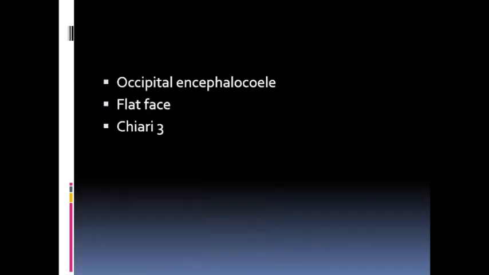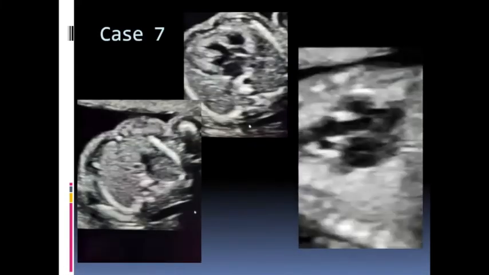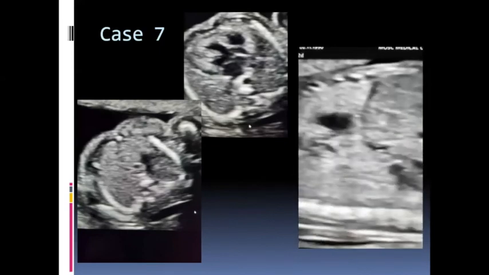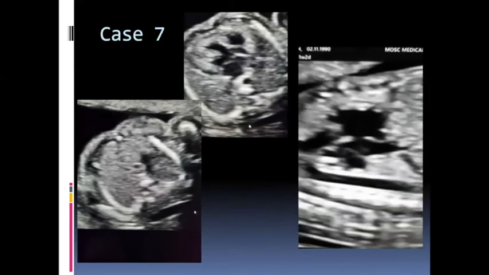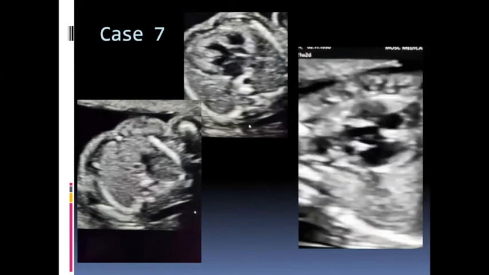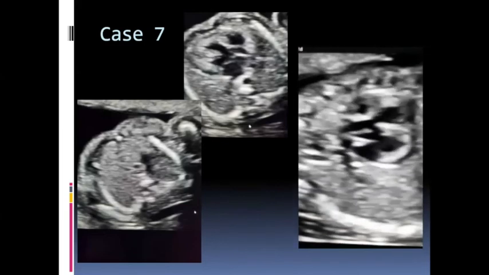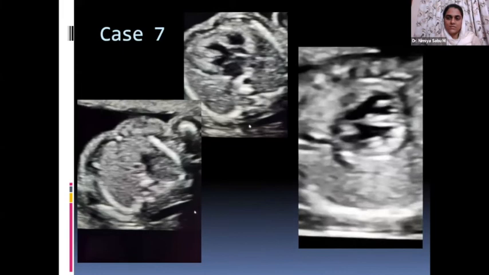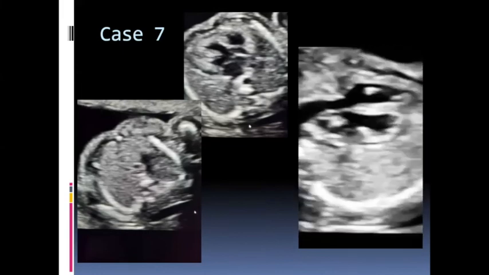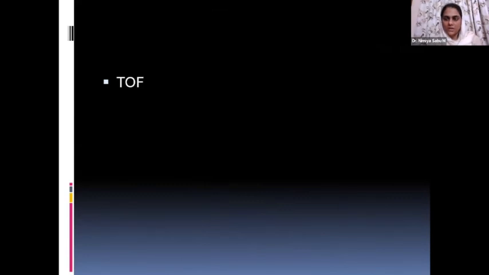VSD. Yeah, there is a VSD, and also there is overriding of aorta, and we are not seeing the pulmonary artery at all. So it's a case of tetralogy of Fallot. What are the components of tetralogy of Fallot? Overriding of aorta, VSD, right-sided aortic arch, pulmonary atresia. So all the components are there. It's a case of tetralogy of Fallot.